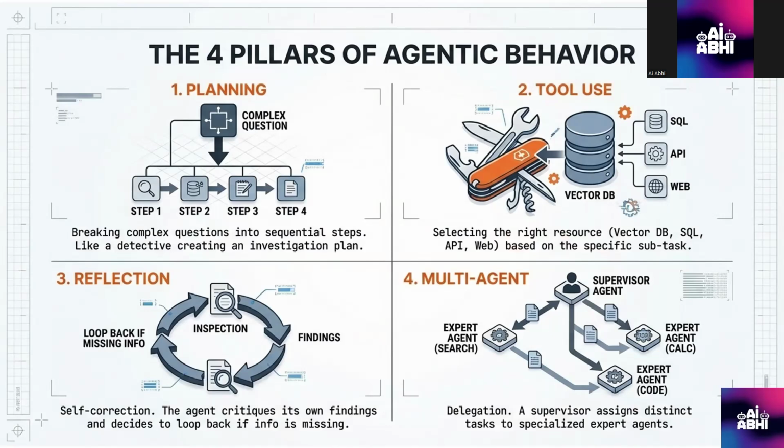Tool use picks the right tool or database for each step, because different data lives in different systems. It is like a chef choosing the right knife for each ingredient. Next is the reflection pattern. It checks if the results are sufficient and retrieves again if not. It catches the gaps and self-corrects before answering. It is like a student rereading their essay before submitting.